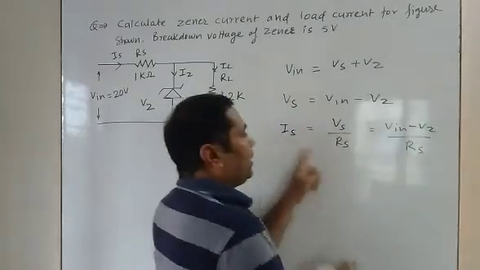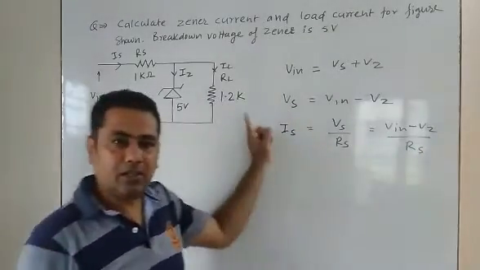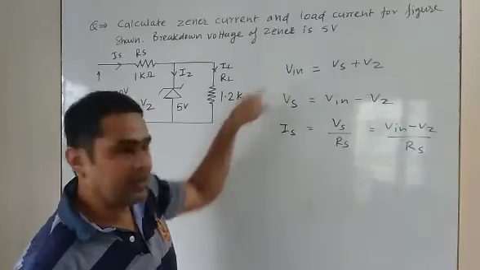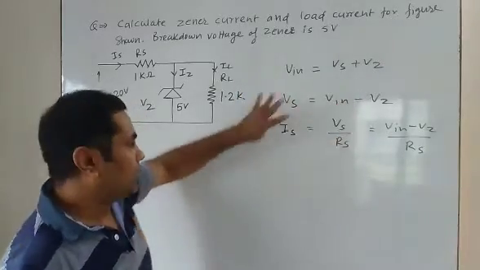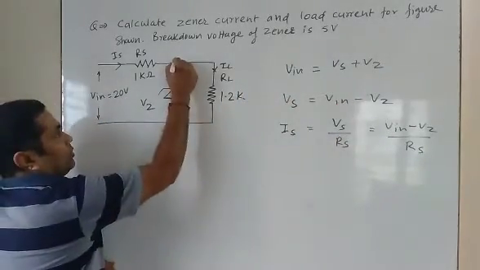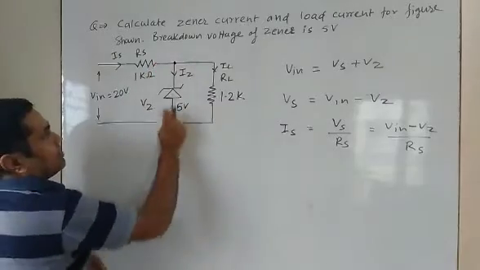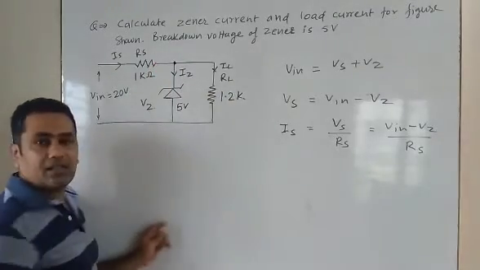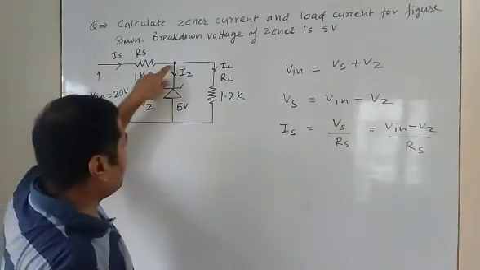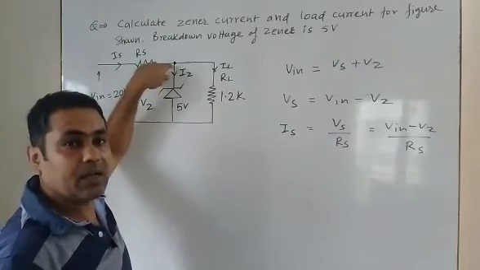So in this way we can calculate the current in the resistor. This is one formula we have to remember. Second formula: at this node you can see the resistor is connected, the Zener diode is connected, and the load resistance is connected. Here at this node we have to apply Kirchhoff's current law.